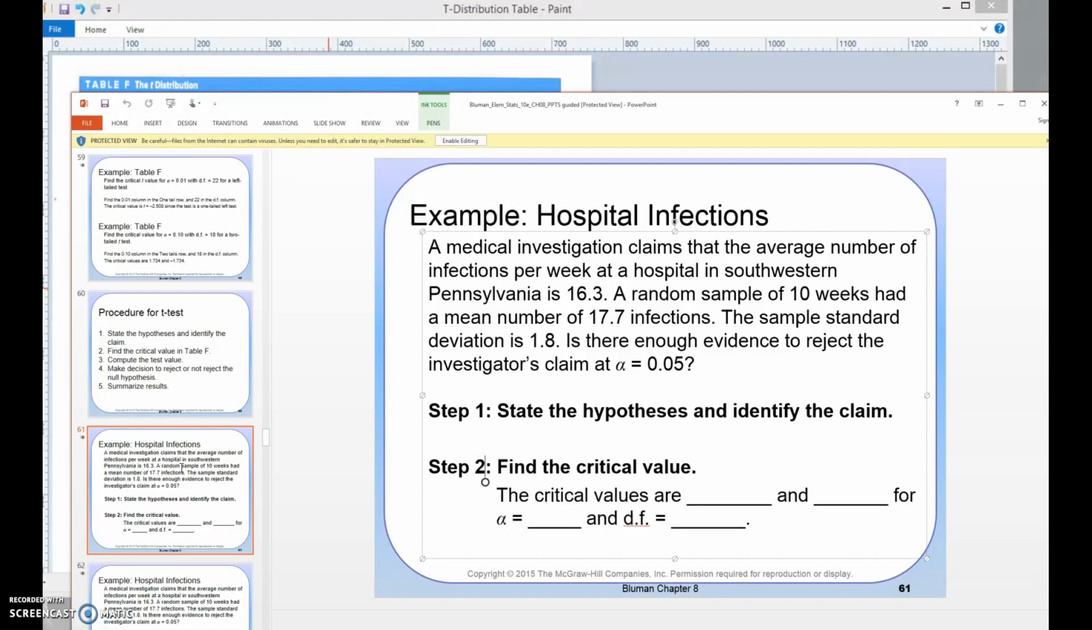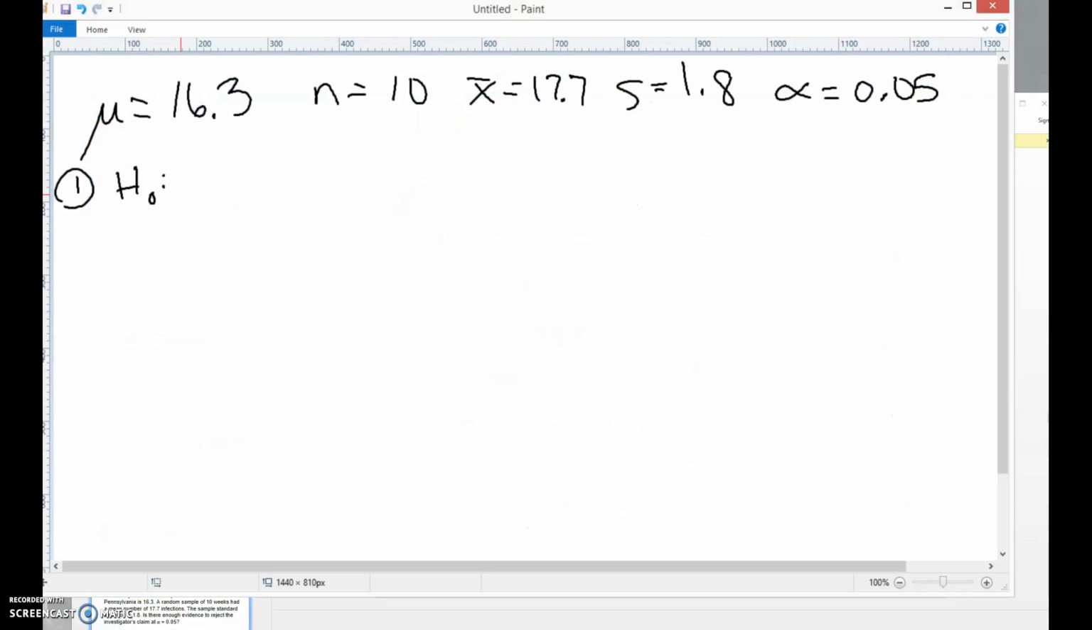The first thing we need to do is to state the hypothesis and identify the claim. I've just written down the information that was given to me from that situation, and now I'm going to write my null hypothesis, which is my mean equal to 16.3, and then my alternative hypothesis is that it's not equal to 16.3. There was no change. Here my claim is going to be my null hypothesis. Okay.